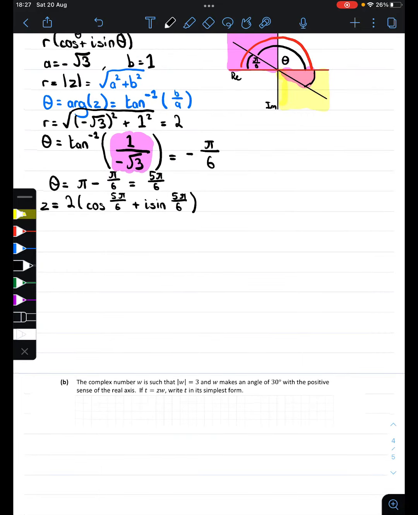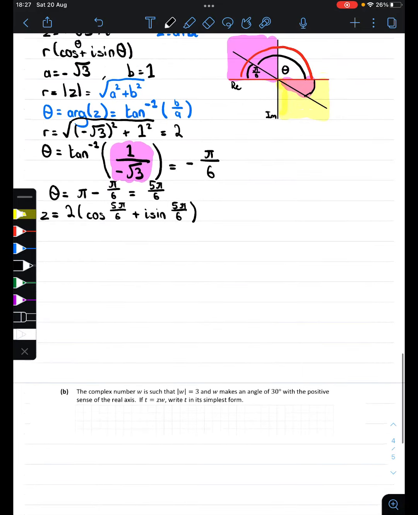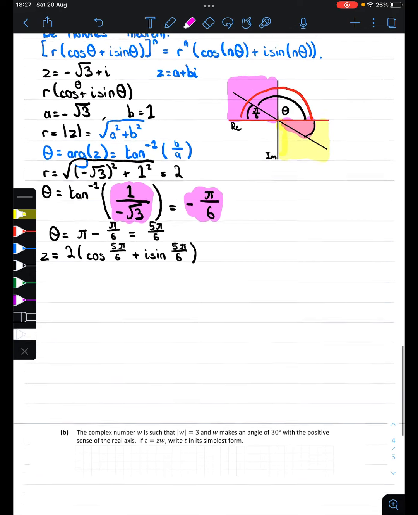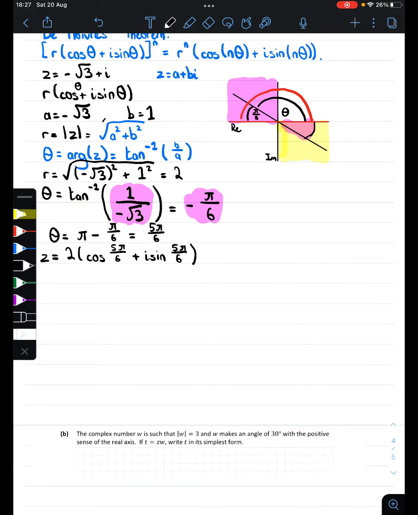And actually a good way of noticing that minus pi over 6 wouldn't work is, let's say you thought that it was minus pi over 6. And if you got z equals 2 cosine minus pi over 6 plus i sine minus pi over 6, well then if you multiplied this out, you should get the minus root 3 plus i, but you wouldn't.